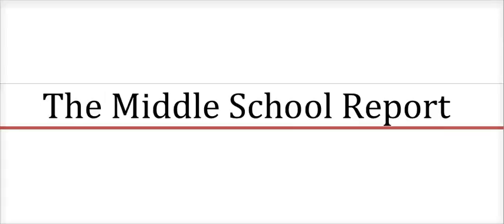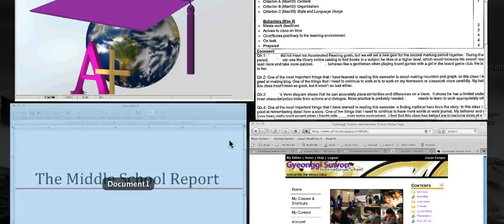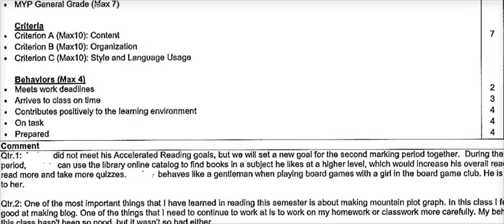As a parent of a middle school student, in a few days you'll be receiving the middle school report. The middle school report will look something like this. The MYP general grade is a grade that's awarded at the end of each semester, so you won't see that on the quarter one report.